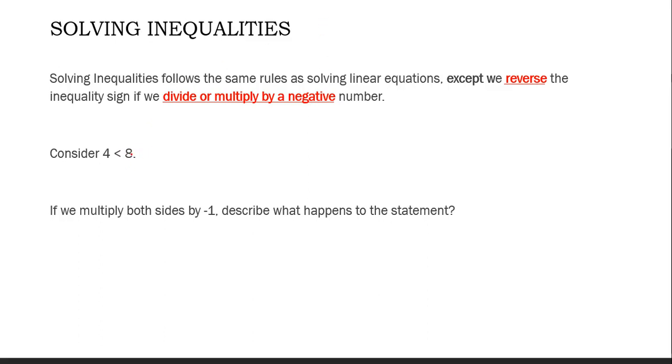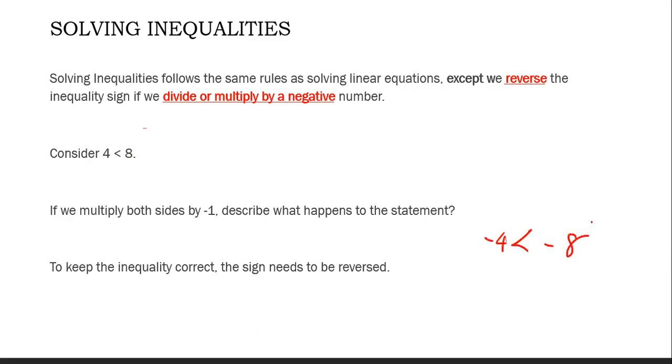Consider 4 is less than 8, which makes sense. If you multiply both sides by negative 1, what do you think might happen? Have a think. If you multiply both by negative, you get negative 4 is less than negative 8, which doesn't make sense, because negative 4 on your number line is actually greater than negative 8.